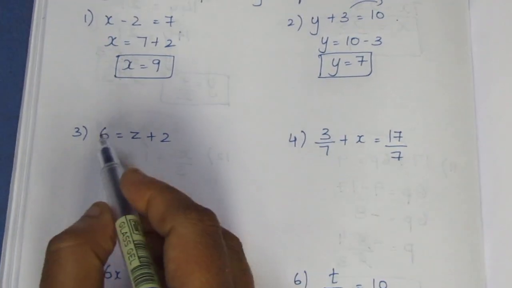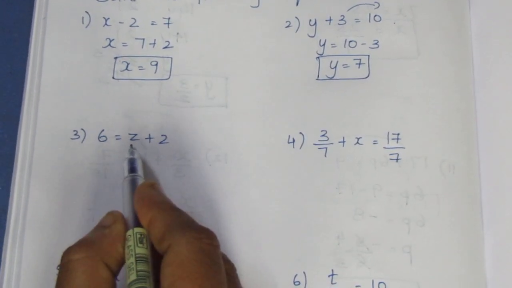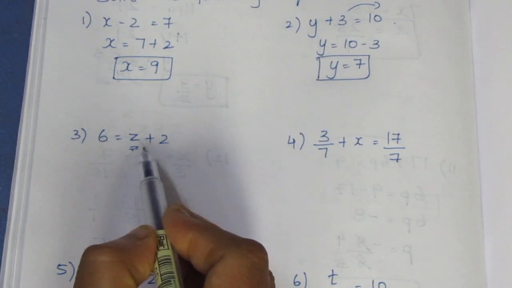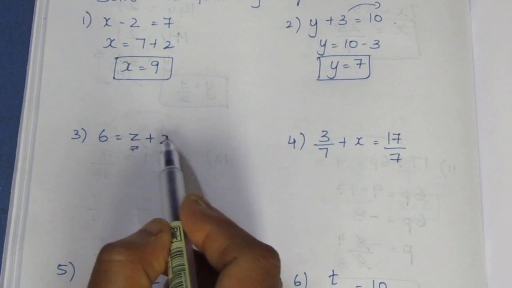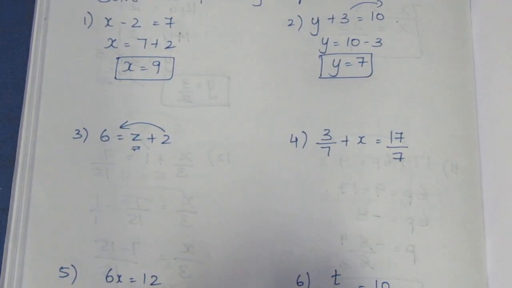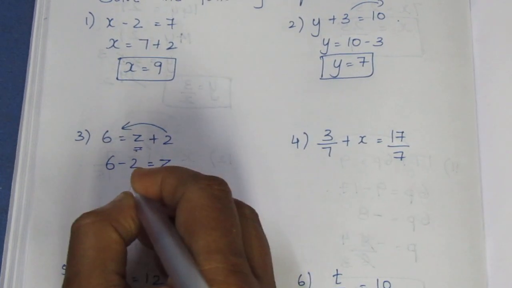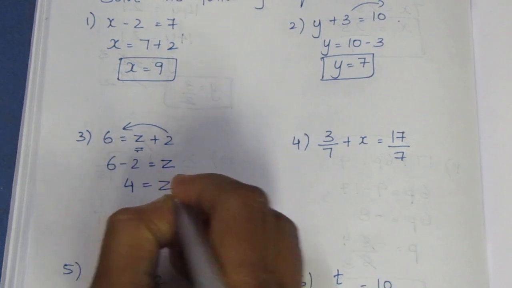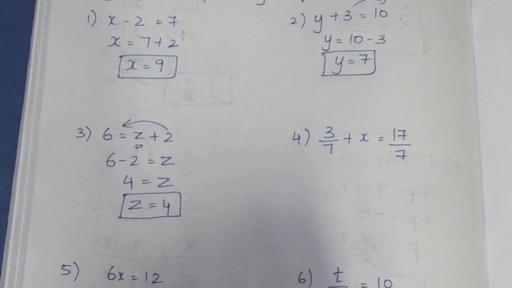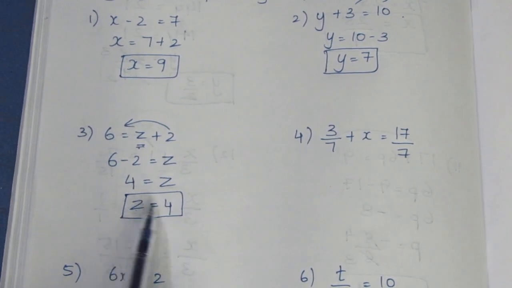Now for the third sum, 6 is equal to z plus 2. Here z is a variable which is on this side, so don't move it. Move the number with z. So now if I bring 2 to the side, it comes as minus. So 6 minus 2 is equal to z. So z will be equal to 4. So we can write z is equal to 4, or 4 is equal to z. Both are the same. As we want the variable value, z is equal to 4.